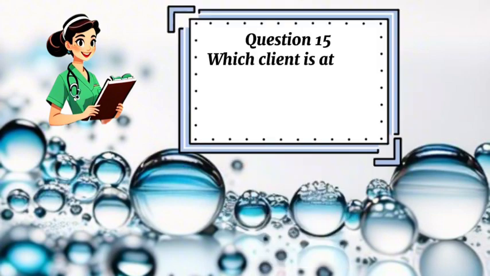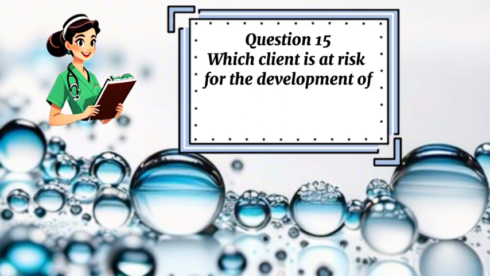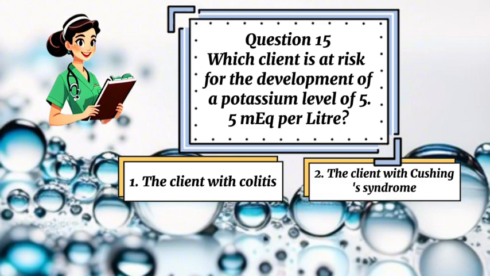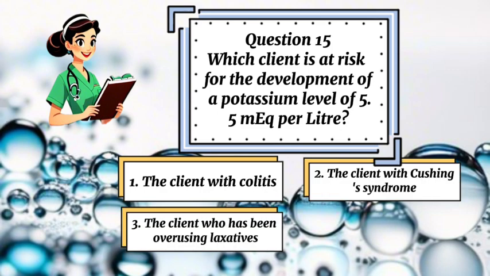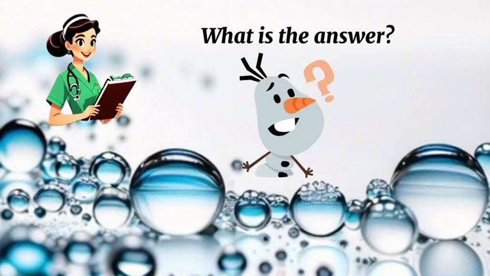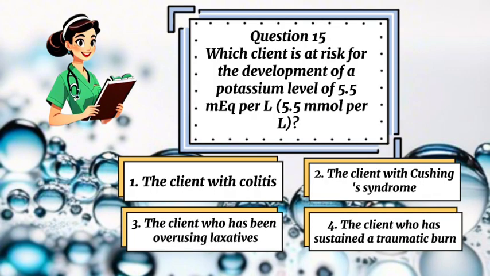Question 15. Which client is at risk for the development of a potassium level of 5.5 mEq per liter? 1. The client with colitis. 2. The client with Cushing syndrome. 3. The client who has been overusing laxatives. 4. The client who has sustained a traumatic burn. What is the answer? 4.